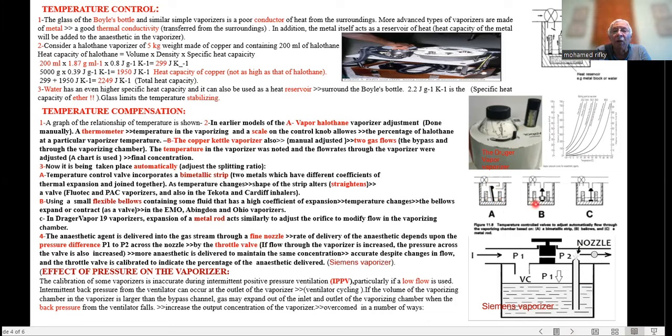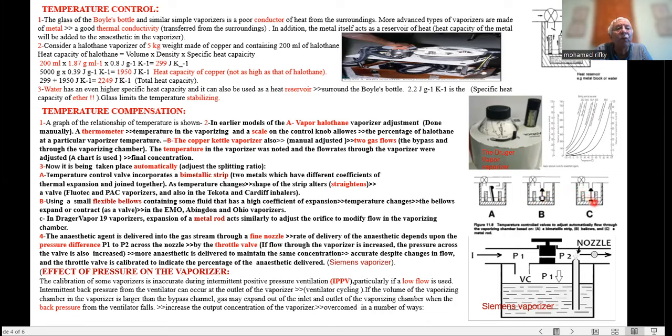And on the other side, we have bellows. This bellows is present in the EMO vaporizer, and it has a rod. This bellows contains a specific liquid, most probably ether, which is very susceptible to heat. Whenever the heat is increased, it will expand and drag the rod, closing the downstream.